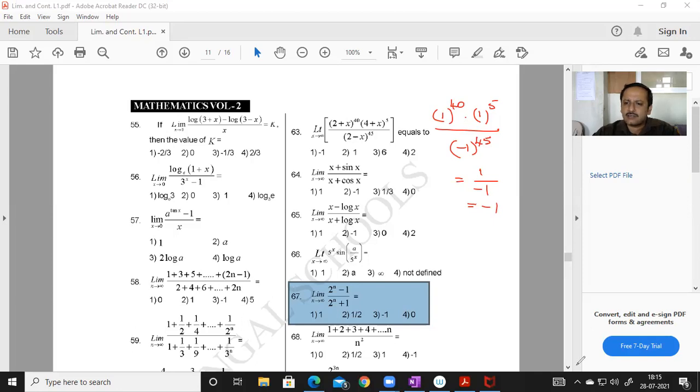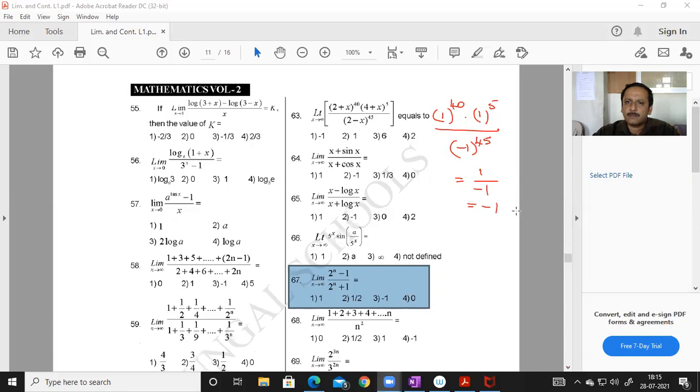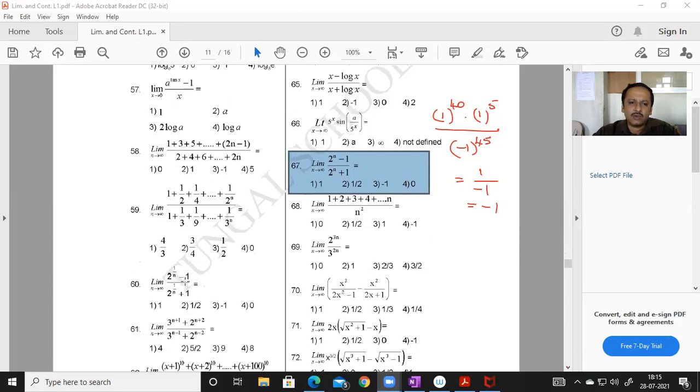Then the 60th question. Where is the 60th question? 2 power 1 by n. Okay, very simple. As n tends to infinity, 1 by n will tend to 0. So this will become 2 power 0 minus 1 divided by 2 power 0 plus 1. 2 power 0 is 1, 1 minus 1 is 0, divided by 1 plus 1, 2. 0 by 2 is equal to 0. That's the answer.